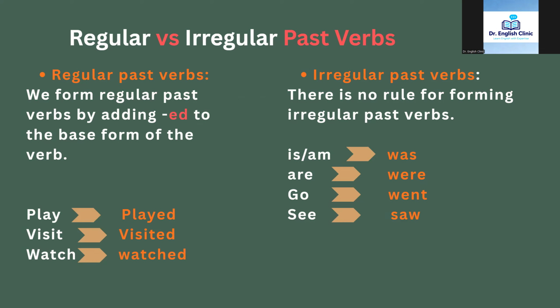In the case of the regular verbs like play, we say played, visit, visited, watch, watched, okay? But when we say irregular verbs like verb to be, the past is was, were, go, went, see, saw. Unfortunately, there is no rule for irregular verbs, okay? So you have to memorize them. These verbs have three different forms: in the present form, in the past form, and in the past participle form, okay?